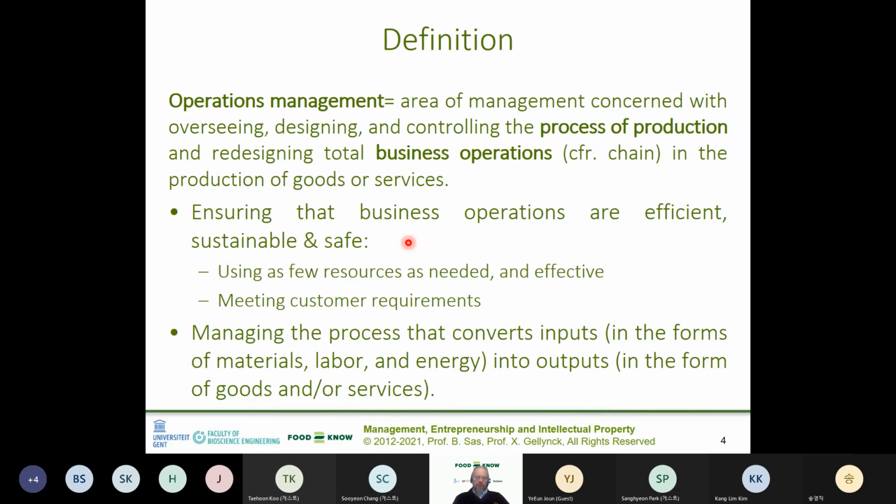So now this is, of course, also from a legislative perspective, very important. It's also the drive for being efficient, so as few resources and as little waste as possible. And of course, it needs to be good quality products, so meeting the customer requirements. So if people ask what is actually quality of a product, it's that what your customers are expecting. So it's managing the process that converts inputs into outputs. So inputs being materials, labor, and also energy, and outputs being goods or services.